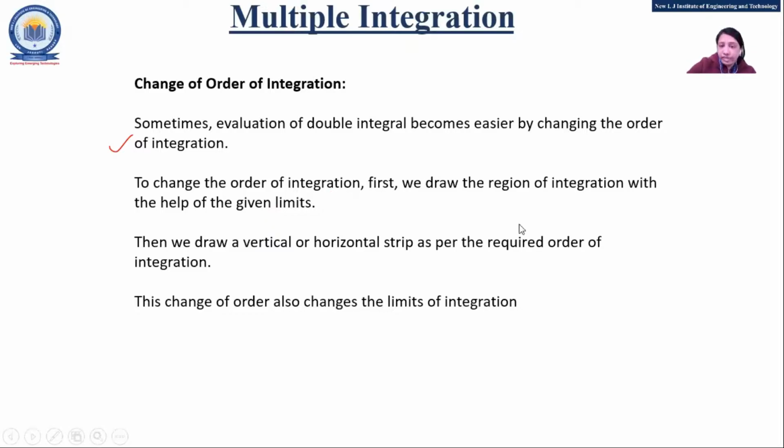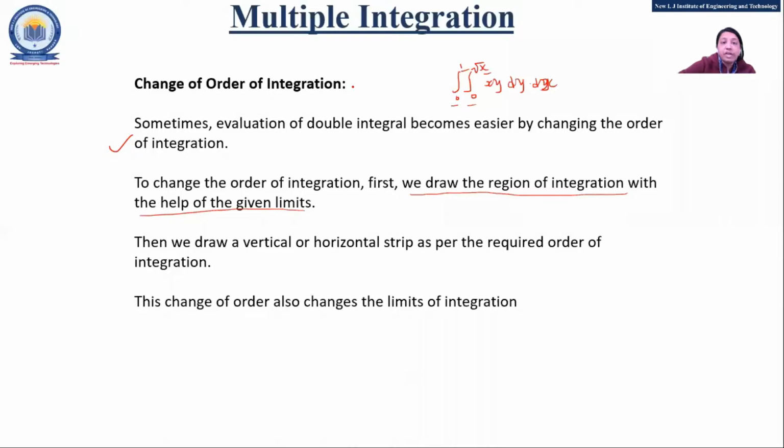To change the order of integration, the first step is what? We are supposed to draw the region of integration with the help of the given limits. You will be given limits only, right? That means some integration is given to you, suppose 0 to 1, for example, and 0 to root x, and here some function is there, xy dy dx. Fine. So using these limits, you are supposed to draw what? A region.